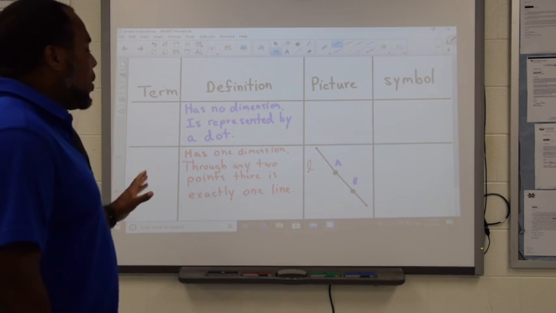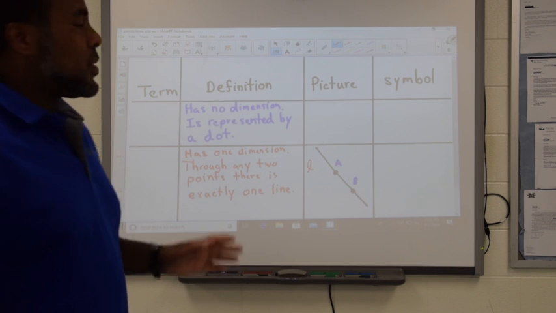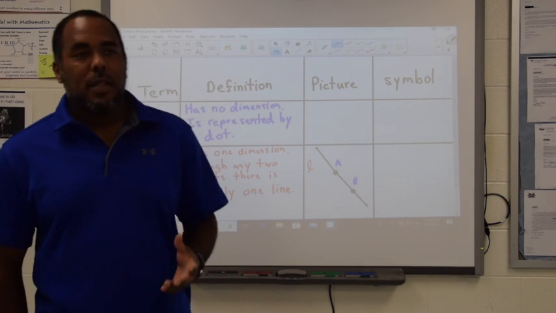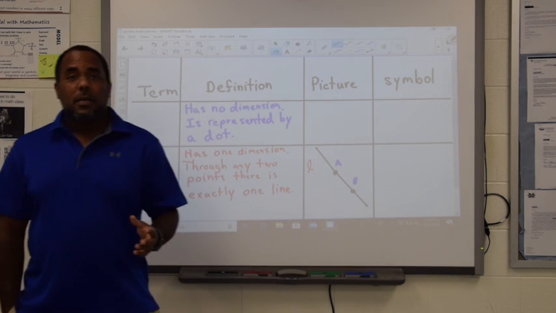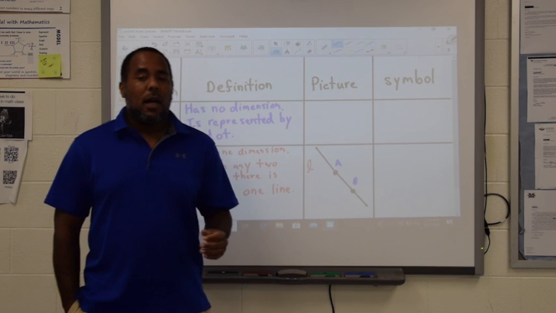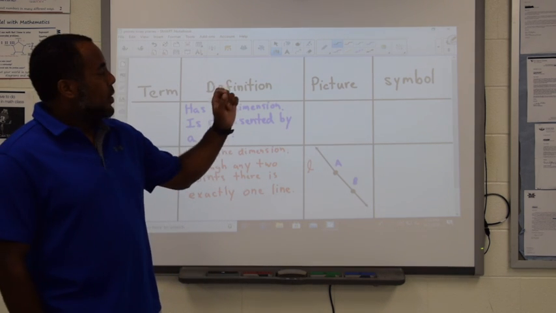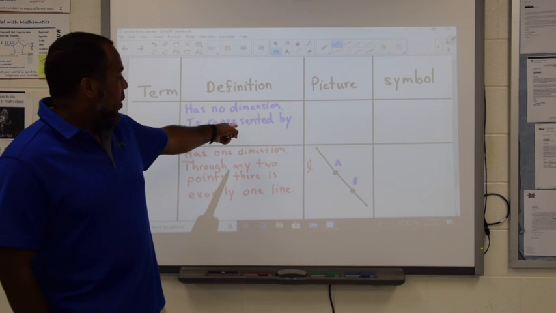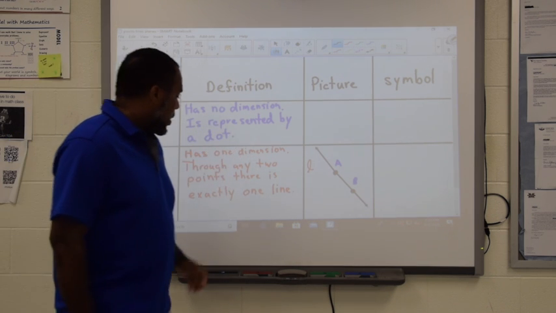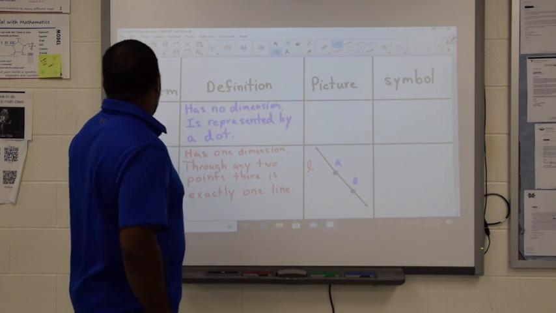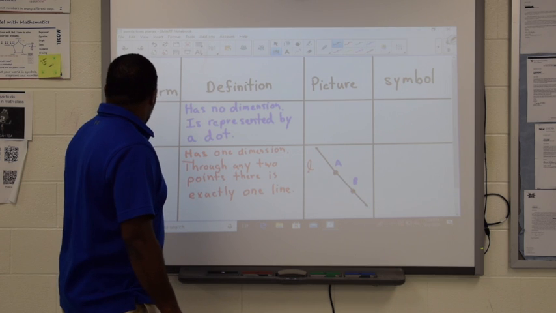This first definition says has no dimension. It's represented by a dot. A lot of people know what this is. It's a point. A point can be a location. It can be just a place, something that you can point at and say, there it is right here. And we'll call that a point. So a term here would be a point.